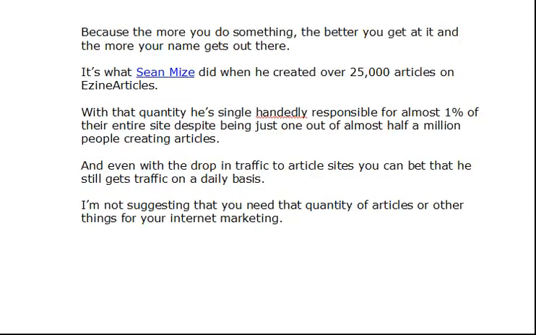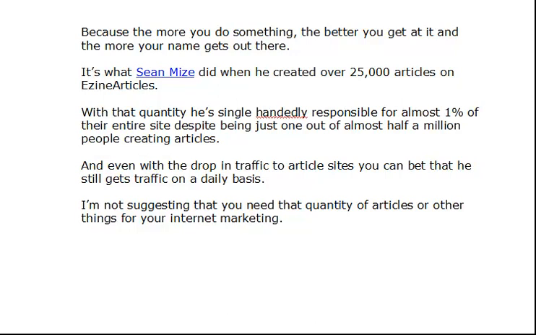And also, the more you do something, the better you get at it, and the more your name stands out there. For instance, Sean Myers did that when he created over 25,000 articles on Easy Articles. And with that quantity, he's single-handedly responsible for almost 1% of their entire site, despite being just one out of almost 500,000 authors there that create articles.